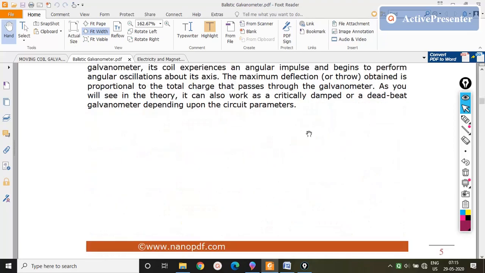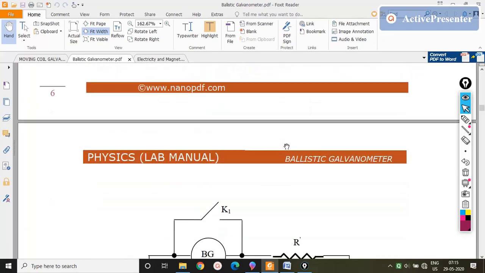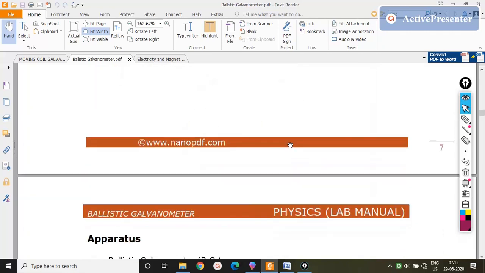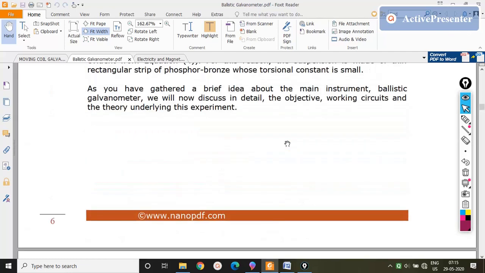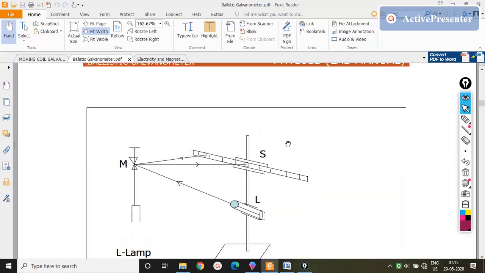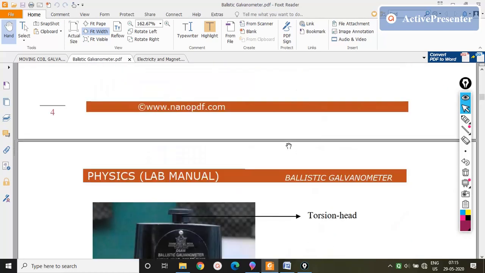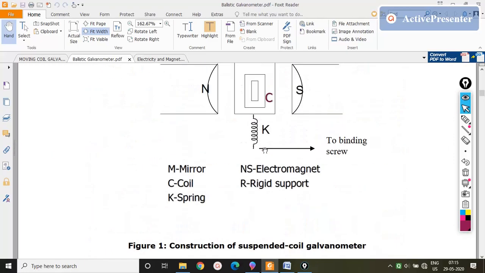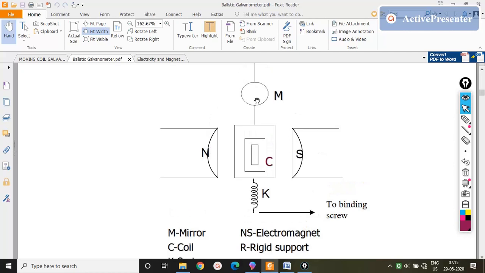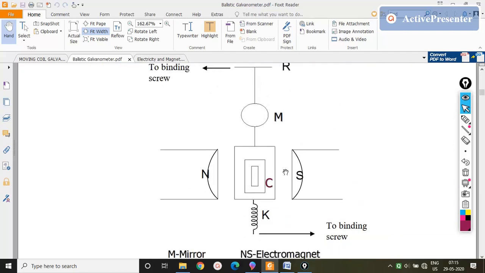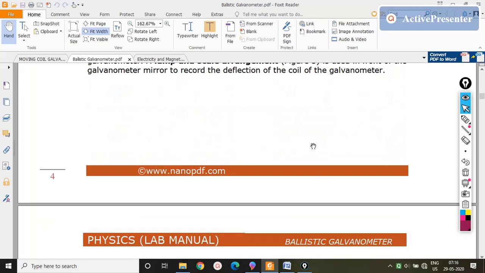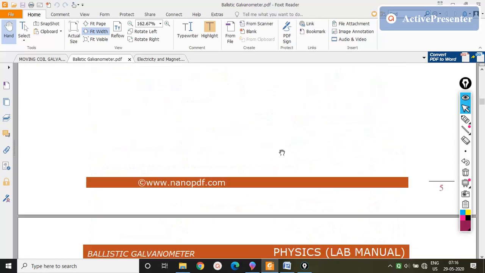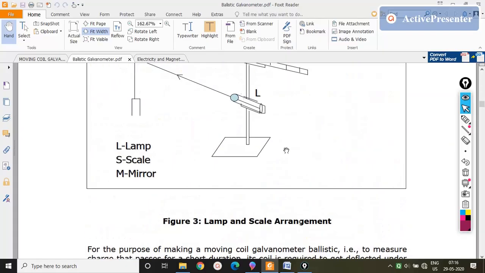Now I am going to move to the theory of this ballistic galvanometer. The theory means here we are going to simply tell how charge is related to the deflection. So we are going to derive an expression which will link the charge passing through the ballistic galvanometer to the deflection observed in this lamp and scale arrangement. Here you have a coil and a mirror attached to that phosphor bronze wire, and with respect to this figure we are going to derive the expression for charge as linked with the deflection on the scale.